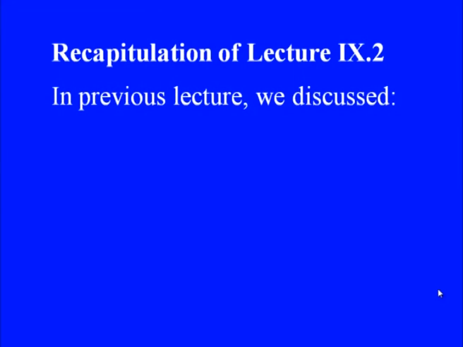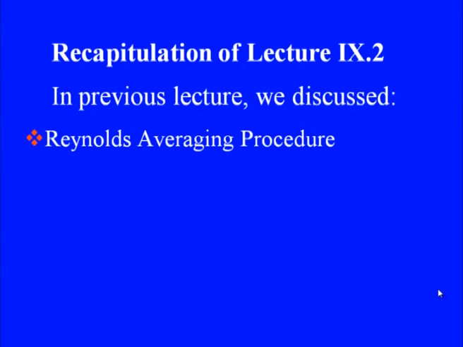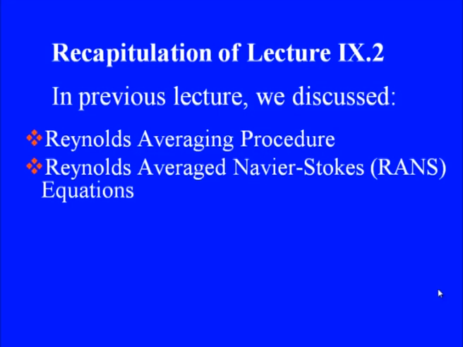Let us have a brief recapitulation of lecture 2. We discussed the Reynolds averaging procedure, and thereby we derived the Reynolds averaged Navier-Stokes equations, which contained Reynolds stress terms that had to be modeled. For that we need RANS turbulence models, and we had discussed a brief outline of the Boussinesq proposition and eddy viscosity models. Today we will take a slightly more detailed look at some of the turbulence models used in Reynolds averaged Navier-Stokes simulations.